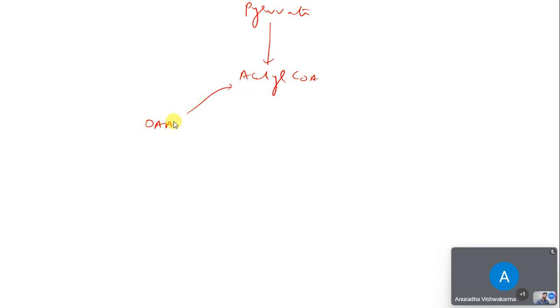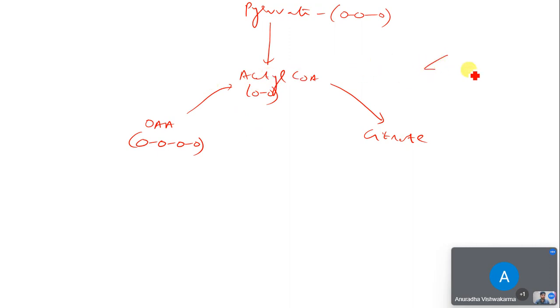What's the carbon number of oxaloacetic acid? 4. So this is 4. This is 3, and this is 2, and this is 4. What's the enzyme that converts this oxaloacetic acid, and what's the first product that is formed? Citrate. So what's the enzyme here? Citrate synthase.